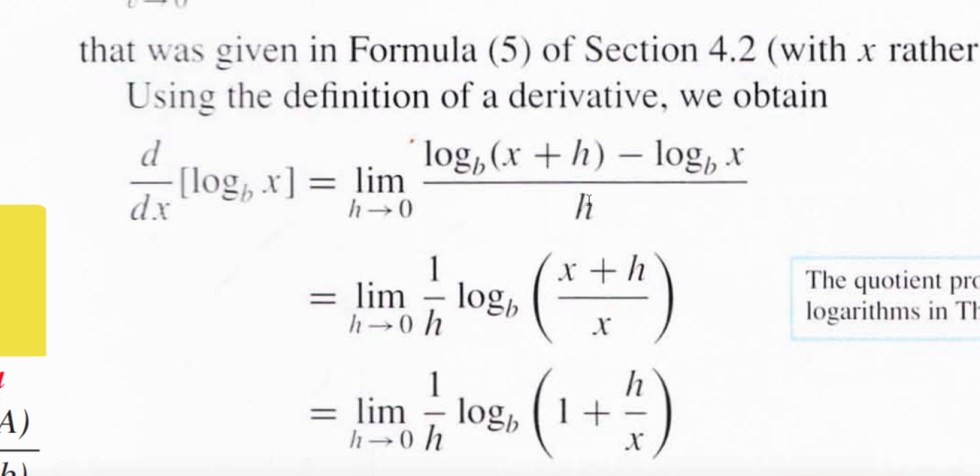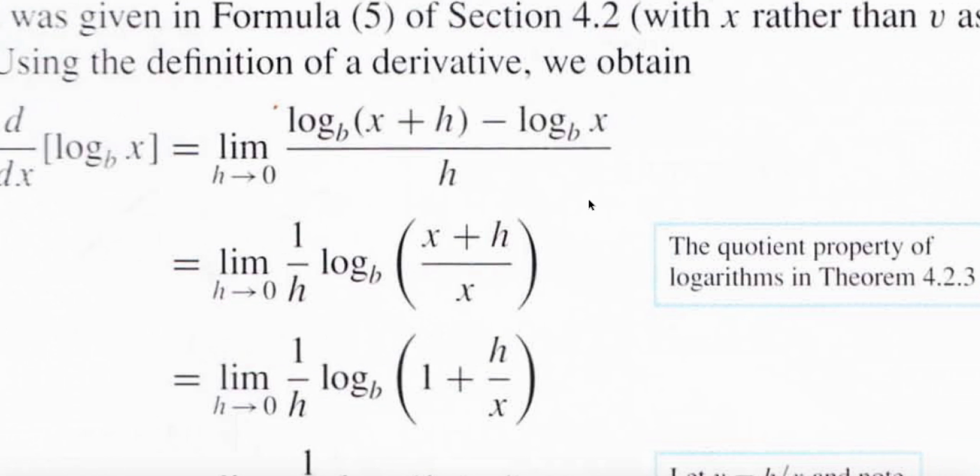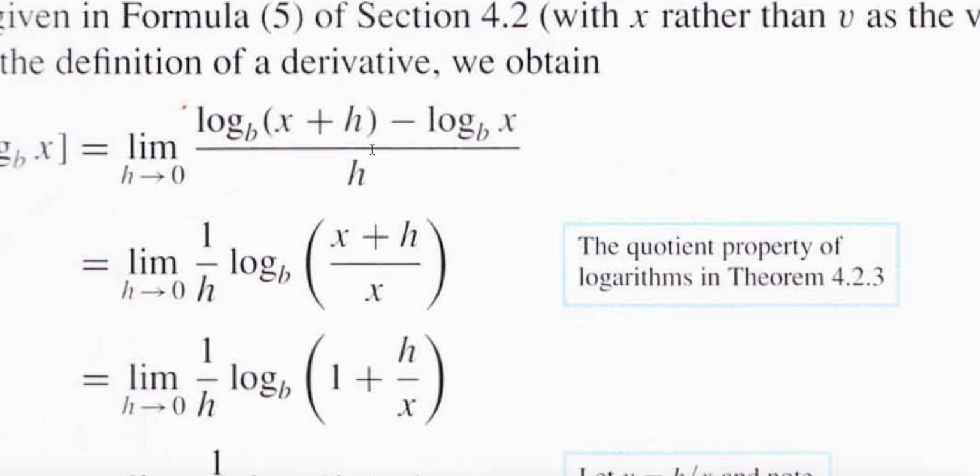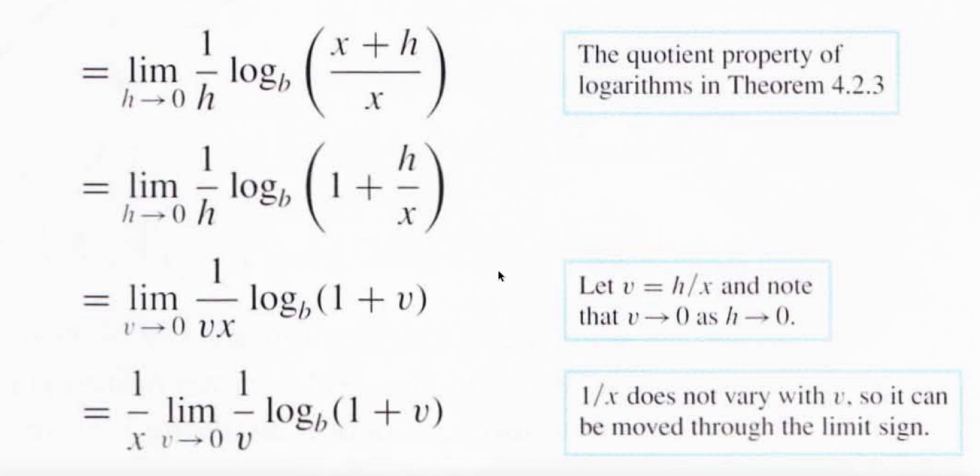Now we're going to use the properties of logarithms in order to change this expression. So first of all, we write it as the limit as h goes to 0 of 1 over h times the log base b of the ratio x plus h over x. This comes from the quotient property of logarithms. Simplifying just a little bit gives me the limit as h goes to 0 of 1 over h times log base b of 1 plus h over x.